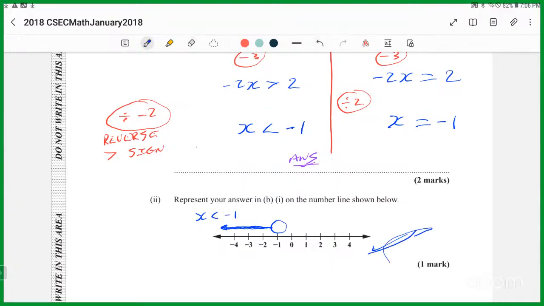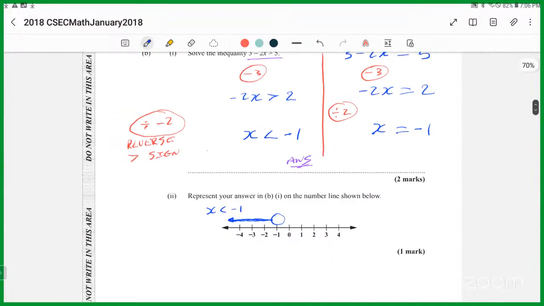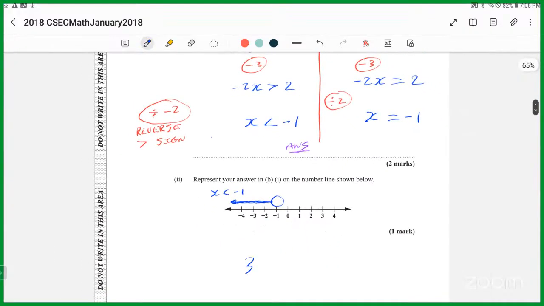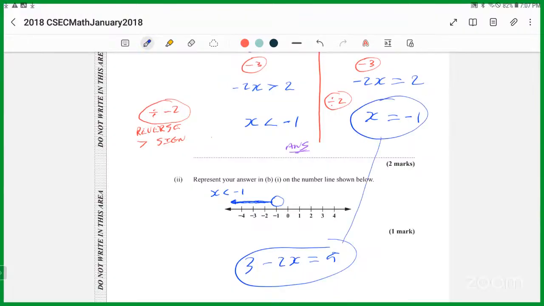Hold on, sir. Quick question. For example, if it had 3 minus 2x equal to 5, would that mean that you wouldn't shade the box? That's an equation. x is just equal to -2. That's a specific value, not a range. If you want to represent this on a number line, you just put the -1, put a circle and shade it. No arrow anywhere. That's it.